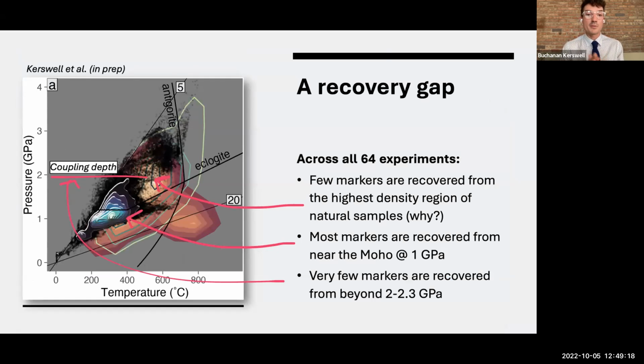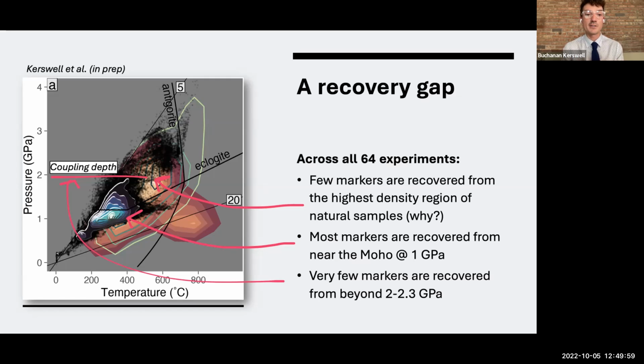The most surprising and probably the most interesting part of this last study, looking at markers, is something that we're calling the marker recovery gap. This is a very surprising result. Basically, if you take a look at the empirical data, the red filled contours are from the Agard et al. 2018 dataset, and the green unfilled contours are the distribution of PT estimates from the Penniston-Dorland et al. dataset. So the red contours and the green contours are the empirical data. These are PT estimates from actual rocks and where they are distributed in PT space.